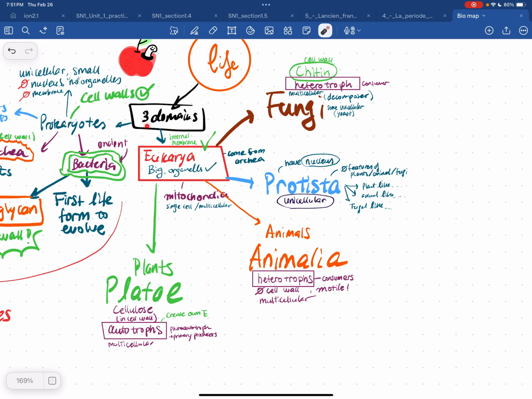All eukaryotes contain a nucleus, organelles, and mitochondria, and chloroplasts if it is a plant. There are photosynthetic protists and the plants. Okay, chloroplasts are also in protists. Yeah, so protists also have chloroplasts. I didn't know that.